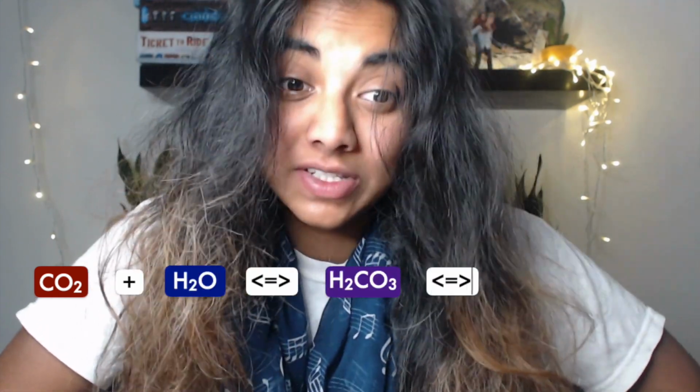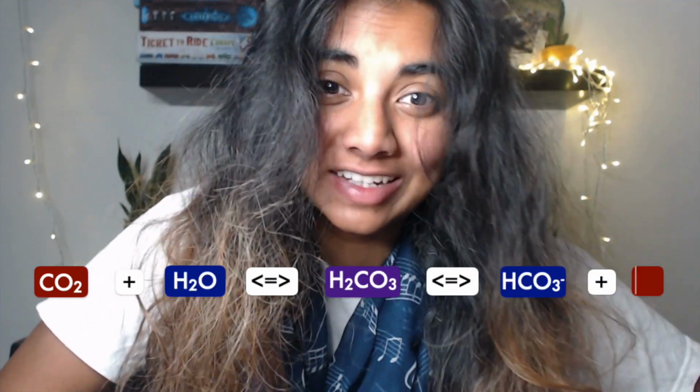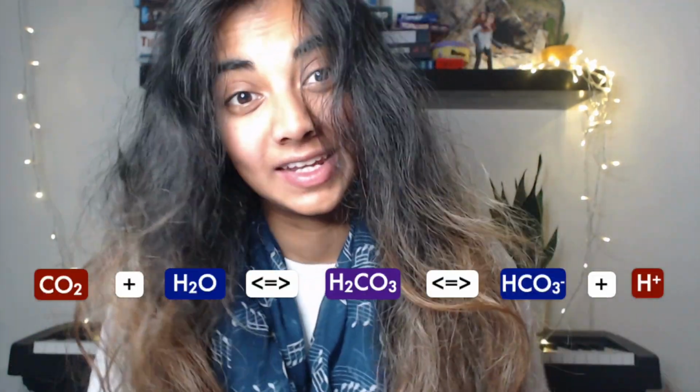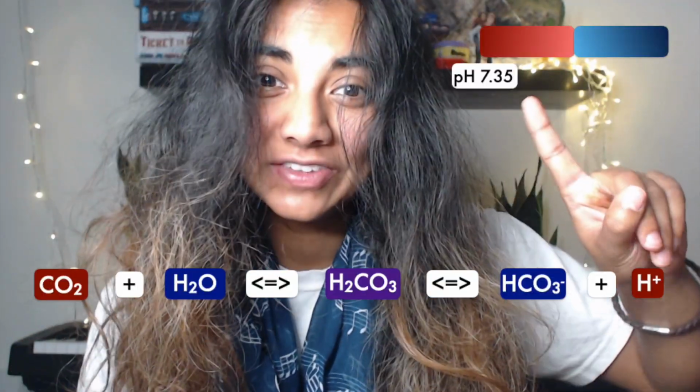Now, this is the simple acid-base equation that you've probably already seen before, and that is that carbon dioxide dissolves in plasma and water to produce carbonic acid, which in turn dissociates to make alkaline bicarbonate ions and acidic protons. Now, this system works to regulate our blood pH, which should be kept between 7.35 and 7.45.